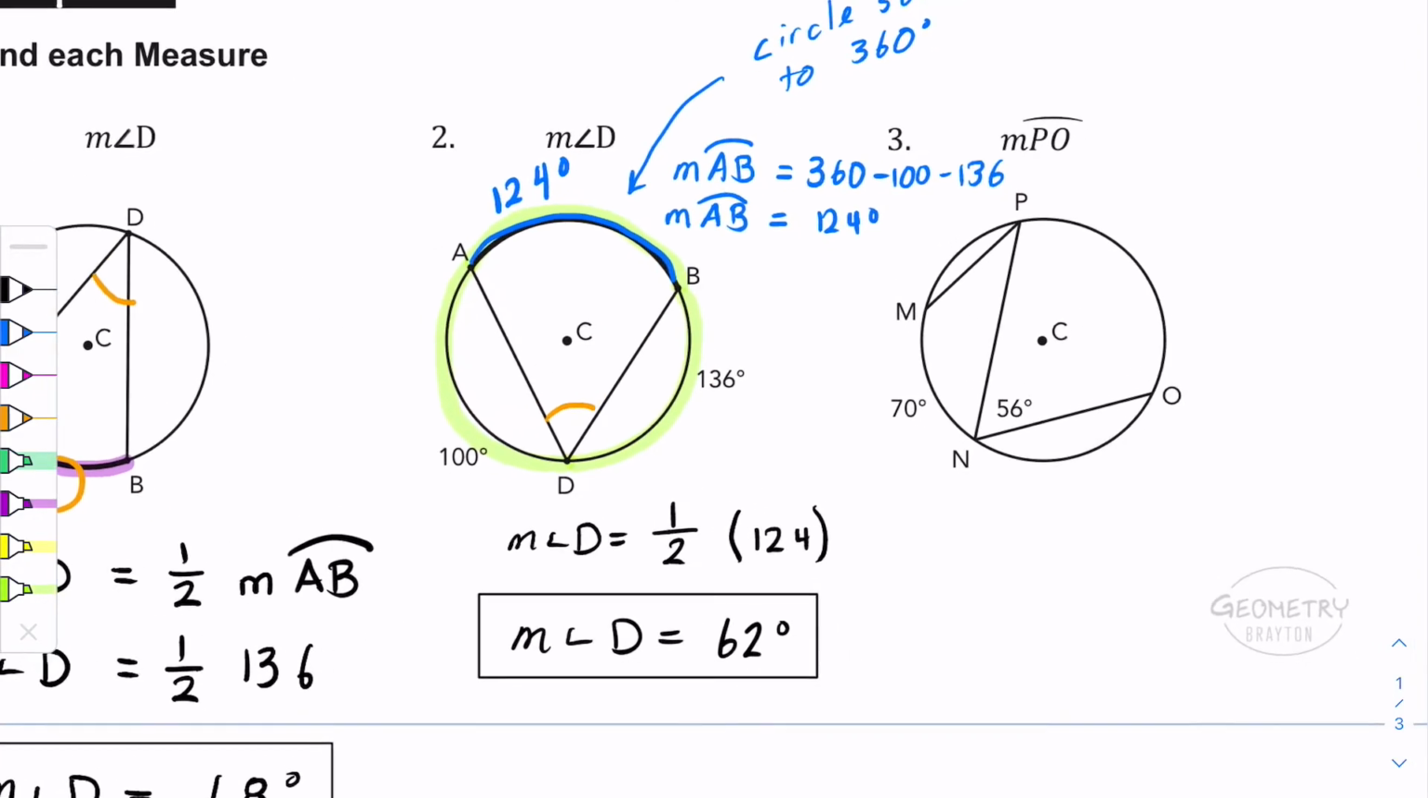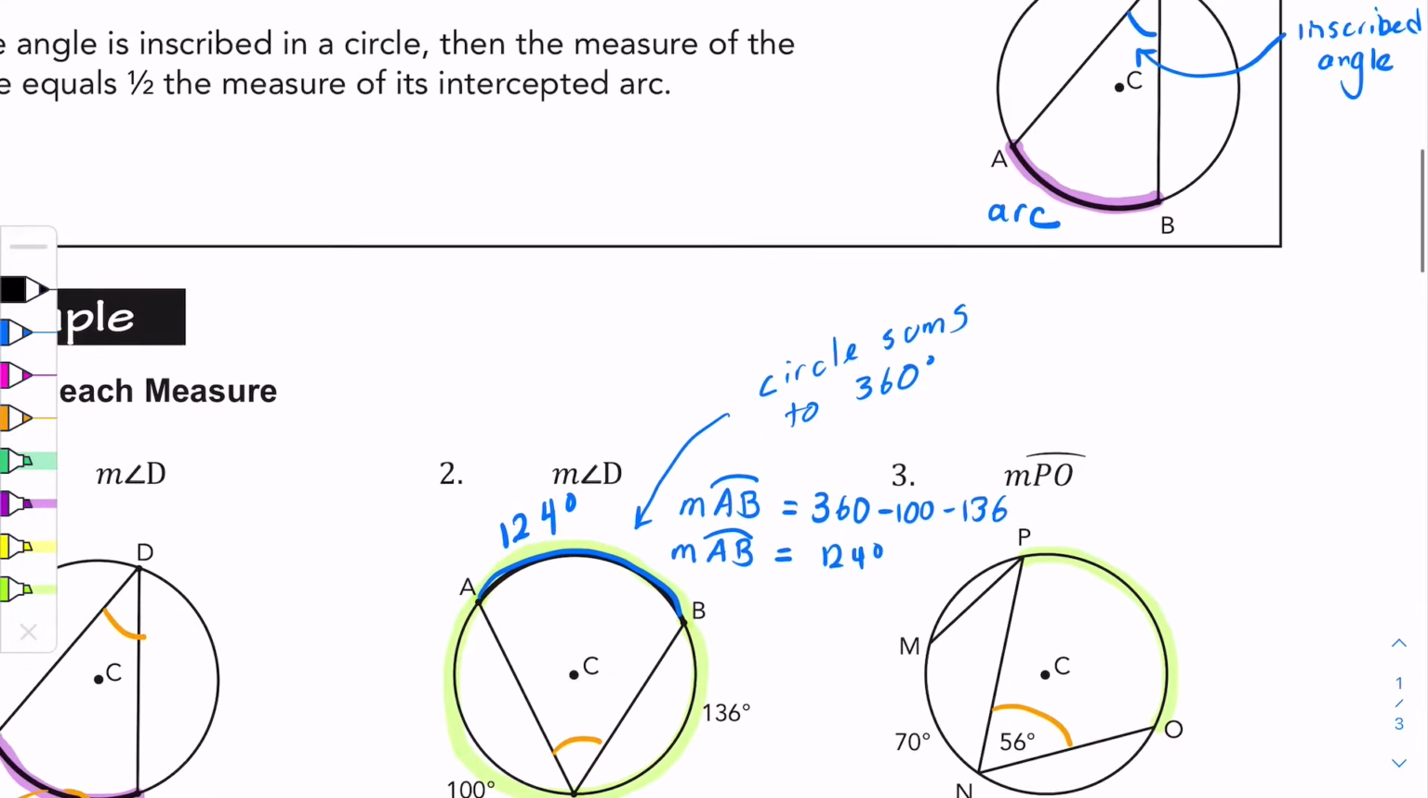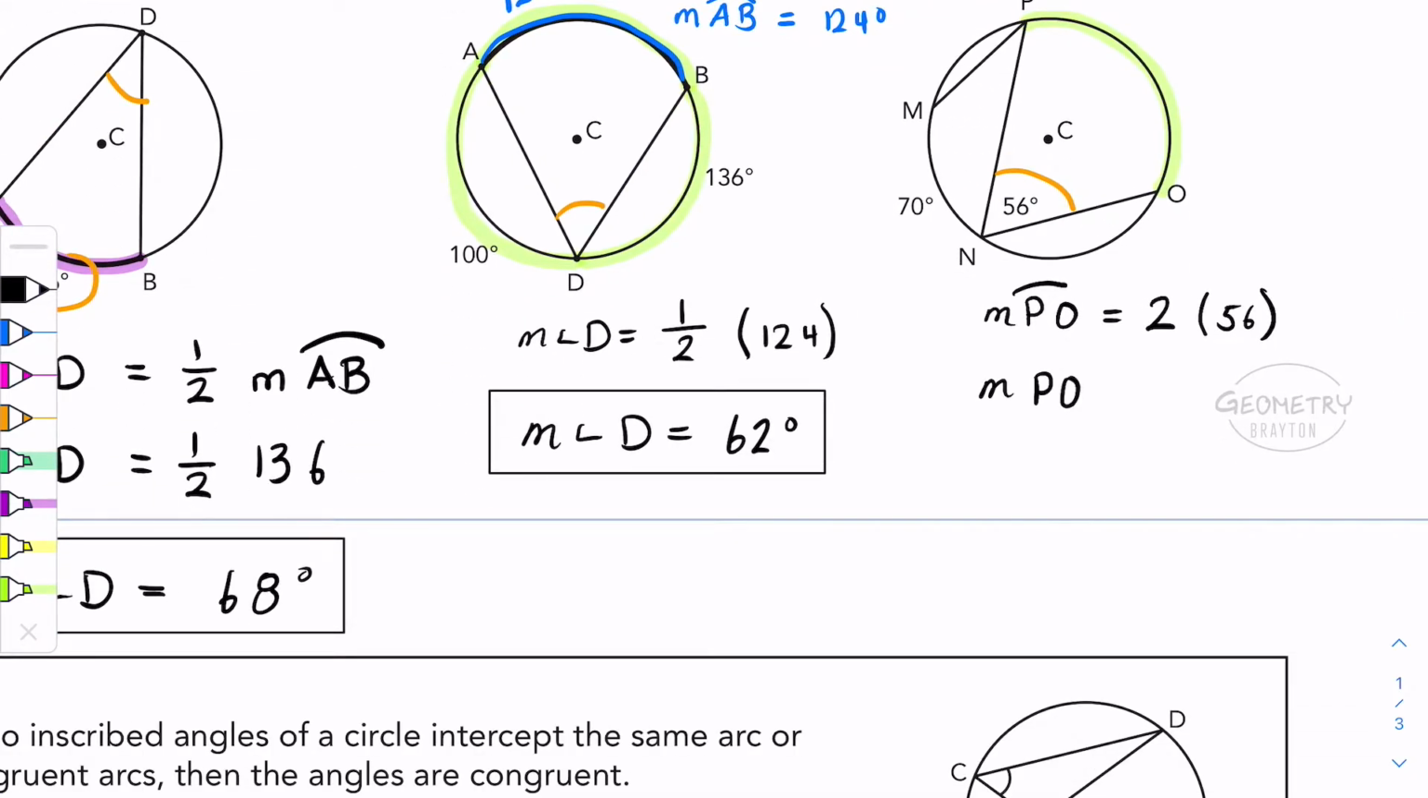Okay, next is number 3, which looks a bit more complicated, but we're looking to find, in this case, the arc. So we're not finding the inscribed angle, that's already given to us. So we're working backwards here. We're looking to find the measure of arc PO, which is actually double the degree measure of angle N. So I'm going to write 2 times 56. You're multiplying this angle by 2 to give you that arc measure. And that tells us that arc PO is equal to 112.